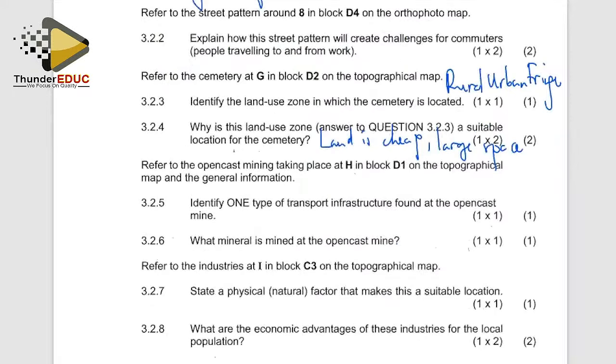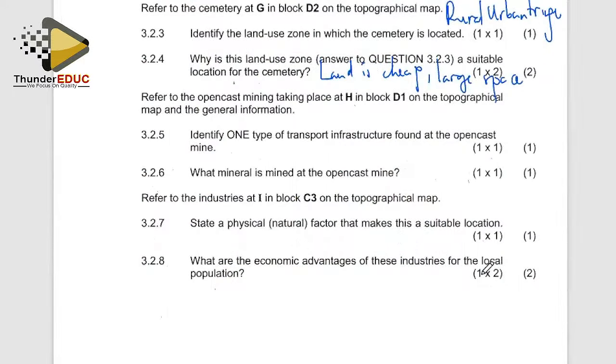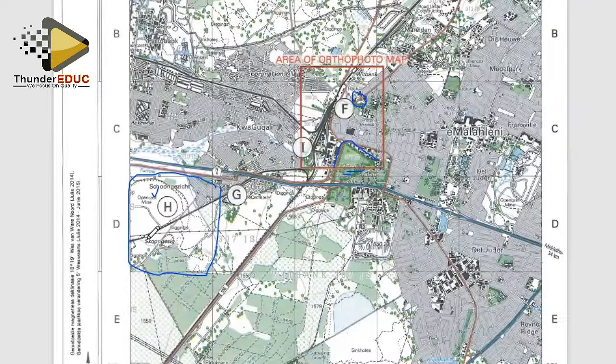Right. Refer to the open cast mining taking place at H in block D1 on the topographical map. Let's look at block D1. Area H, we are looking at this particular area here. There's an open cast mine here. Then the question is saying, identify one type of transport infrastructure at the open cast mine. We're just supposed to look at this black line here, which is passing via. What does it mean? This is a railway line. That's the transport infrastructure.